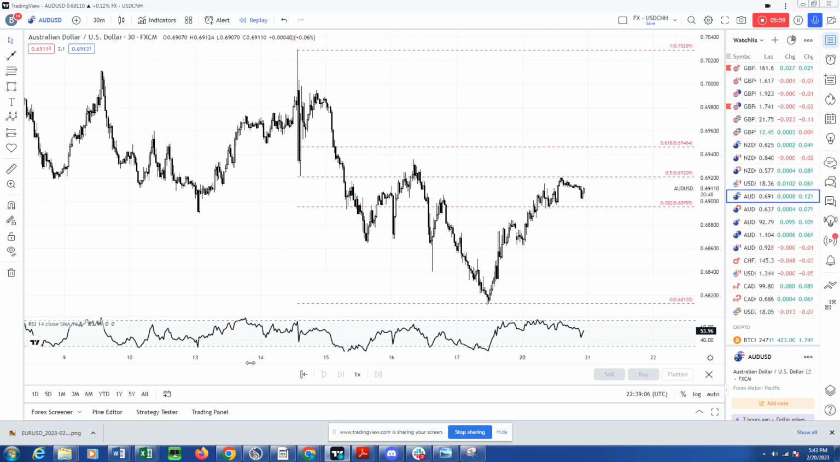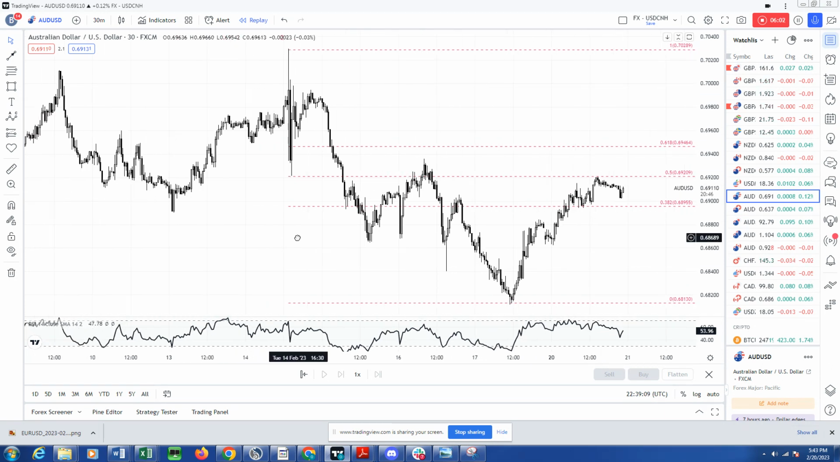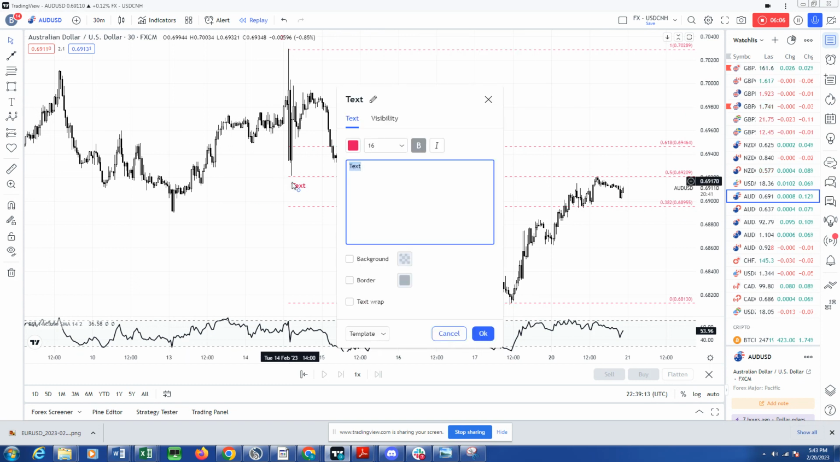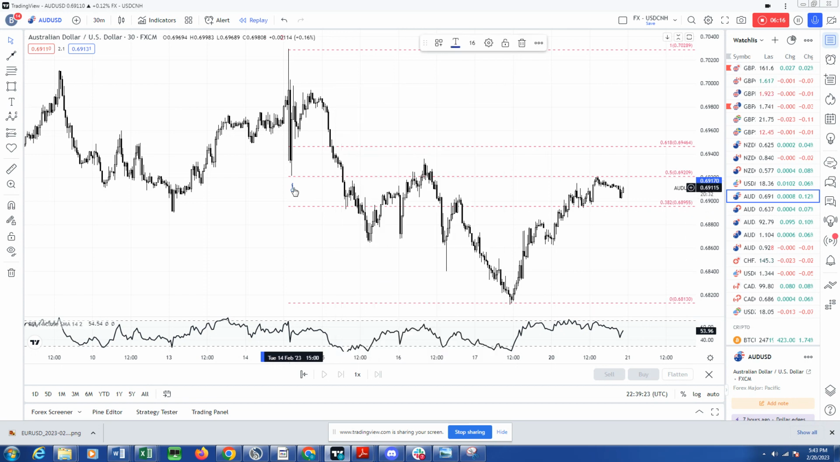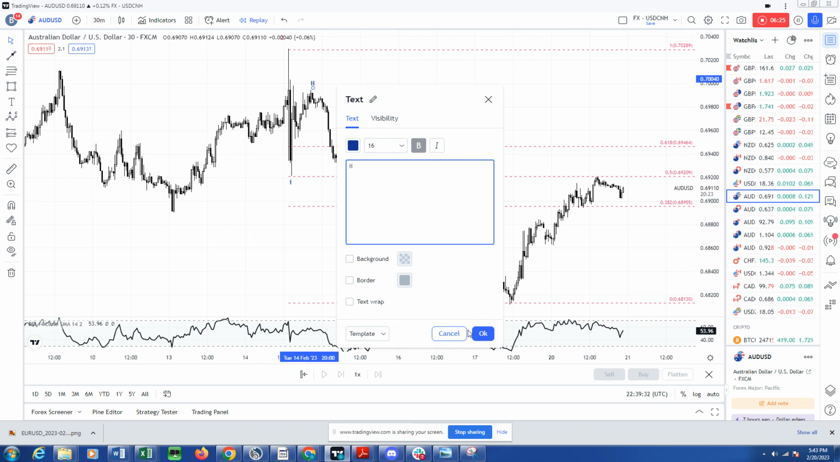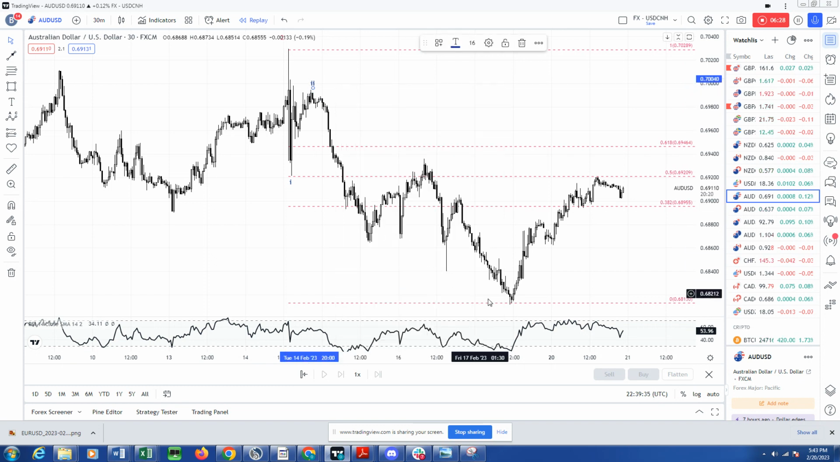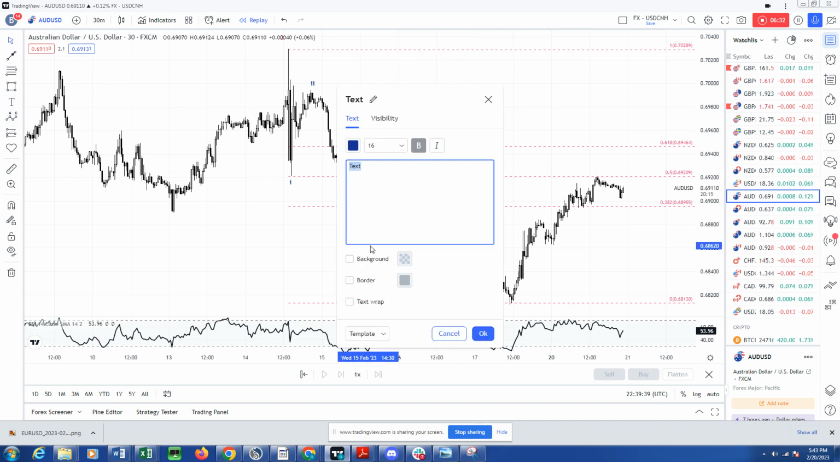This could have been 1. So if I'm going to label this, I'm going to label this wave 1, and I'm going to change colors here. I'm going to label this one wave 1, this initial drop. I'm going to label this one wave 2. I can label this one now wave 3.